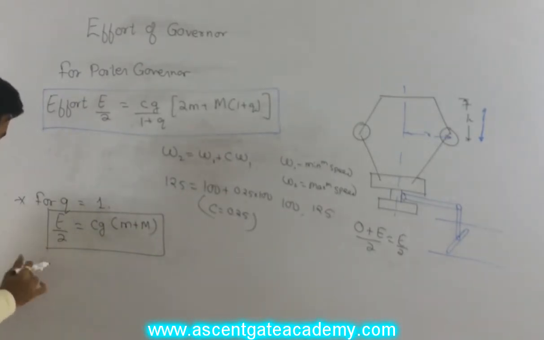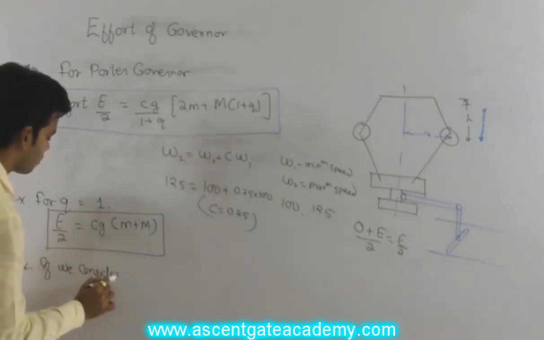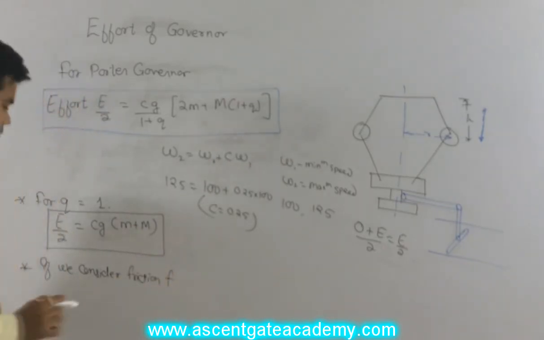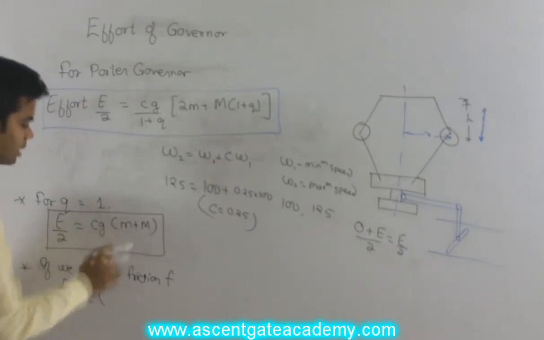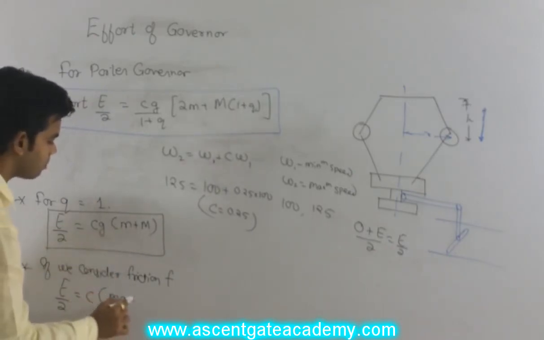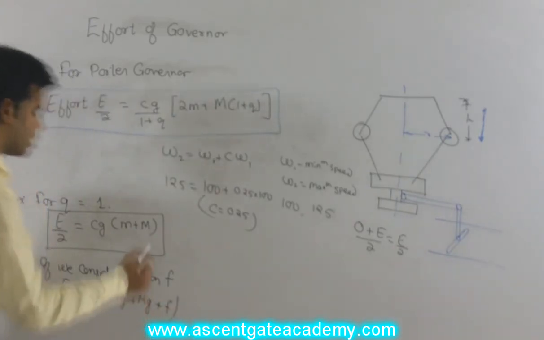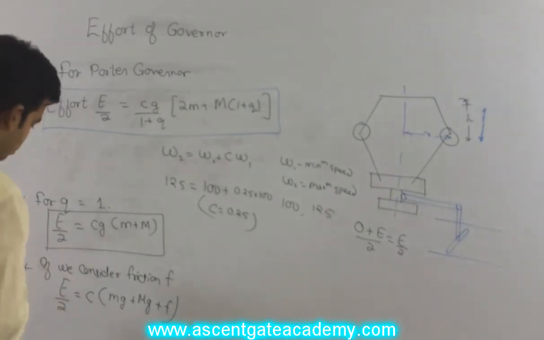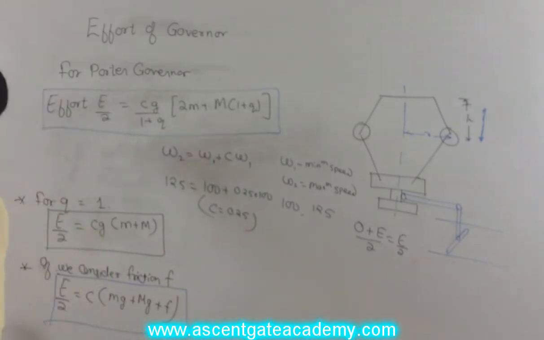Next condition, if we consider friction. If the friction F is considered, then E by 2 will be equal to C into, multiplying this g inside, mg plus capital Mg, plus frictional force F. That's it. So this is the effort if the friction is taken into consideration for a Porter governor.